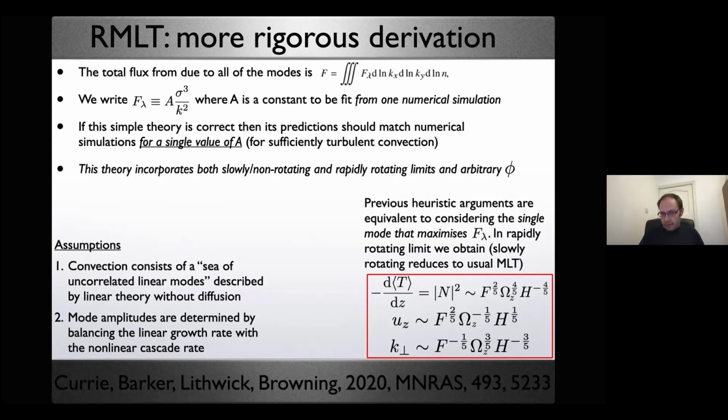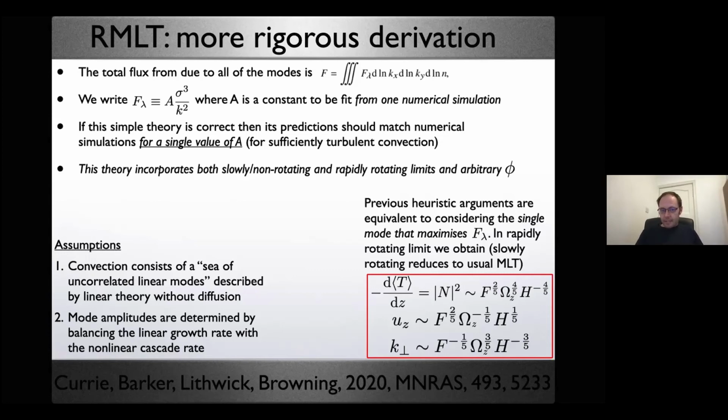But it turns out that we found that we need to take into account the anisotropy of the modes in k-space and actually calculate the sum due to all of the modes, rather than just the single mode that maximizes the flux. I'll show you why in the next few slides. The assumptions the theory makes are that the convection consists of a sea of uncorrelated linear modes, described by linear theory without diffusion, where the amplitude of each mode is determined by balancing the linear growth rate with a nonlinear cascade rate. This theory incorporates both slowly rotating, non-rotating convection as well as the rapidly rotating limit, and in principle, if it's valid, works for arbitrary phi as well.